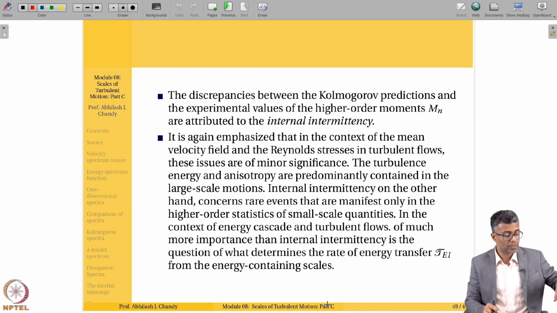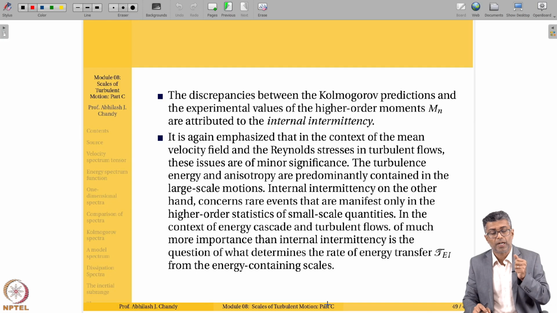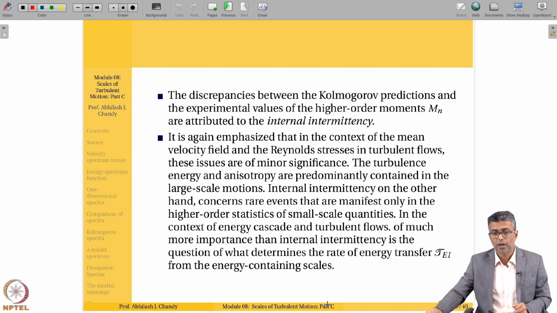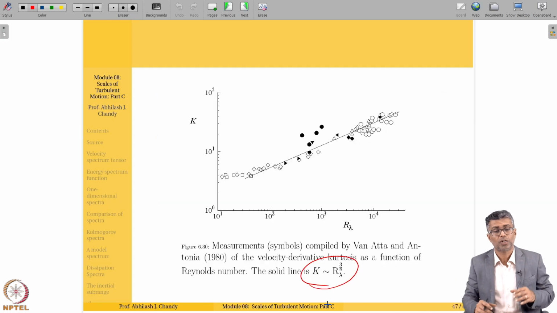The other limitation is related to the kind of moments that we take. We always limit ourselves to second order moments, variances, isn't it? Variances, we stop there. Now, when should we look at even higher order moments like velocity derivative skewness and velocity derivative kurtosis? And this was one figure that was showing how the kurtosis is different here from what Kolmogorov hypothesized.